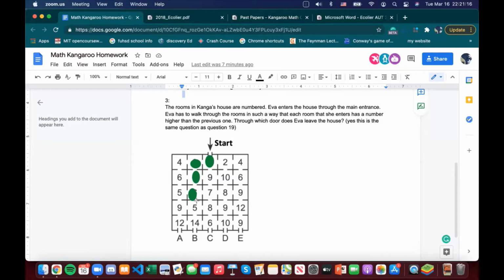Then we can go to 6, 7. Oh, and you see where this is going. We go to 8, 9, and 10. And then we can exit. And guess where we exit? We exit at D.